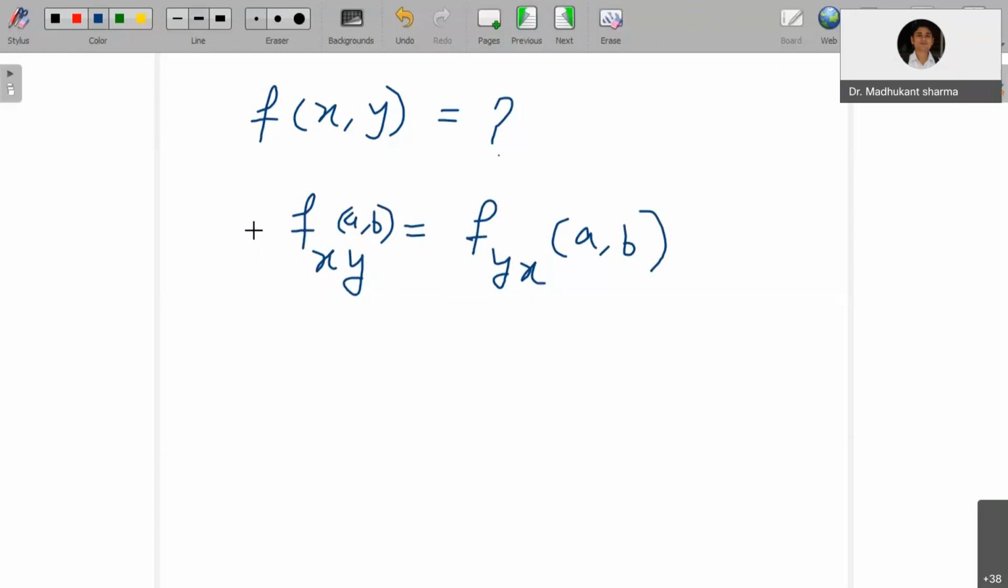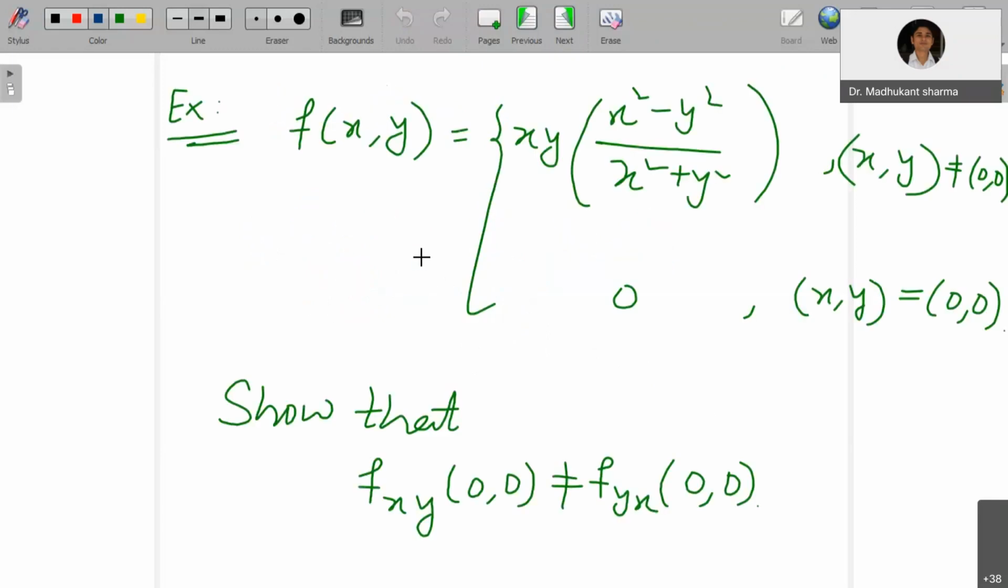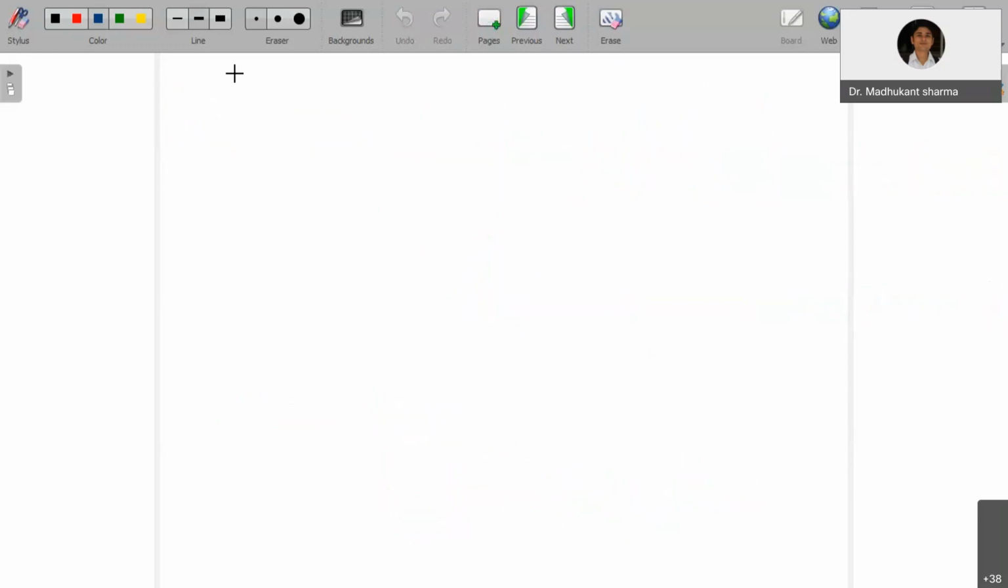So if you differentiate partially in any order, it doesn't mean that they are going to converge to the same value. Here I have one example which shows that if you first differentiate partially with respect to x, then with respect to y, and evaluate the partial derivative at the point (0, 0), or in the reverse order at (0, 0), both are not going to come to the same value.